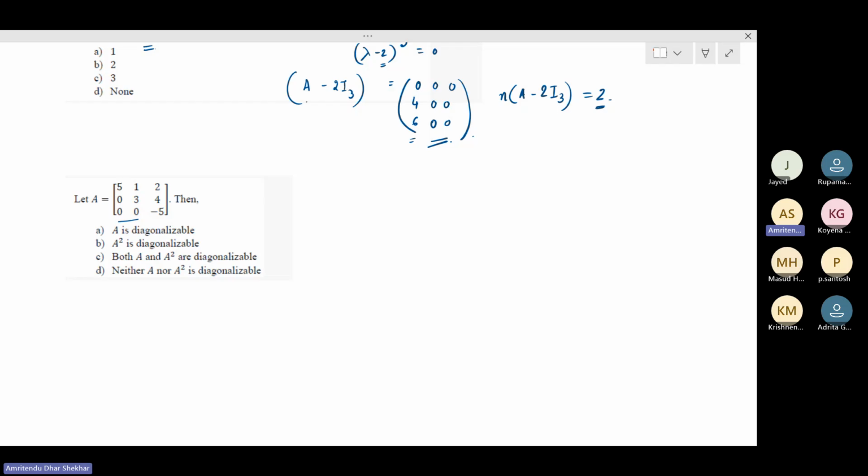Now of course, from here we have to state whether it is diagonalizable or not diagonalizable. So can someone give a quick argument whether A is going to be diagonalizable or not? We can see that the eigenvalues are 5, 3, minus 5. Is A going to be diagonalizable? Any idea? I'll let you think for a minute and then I'll answer.